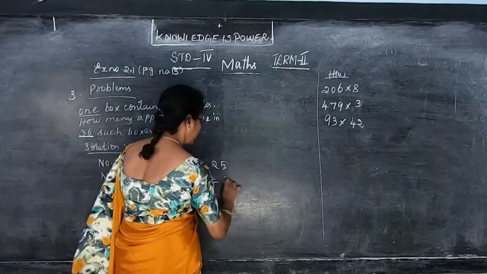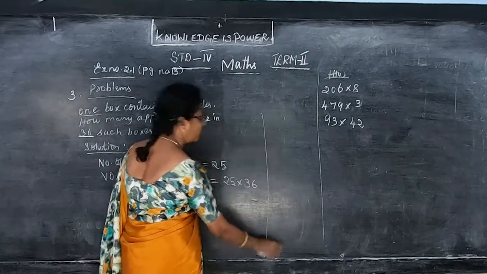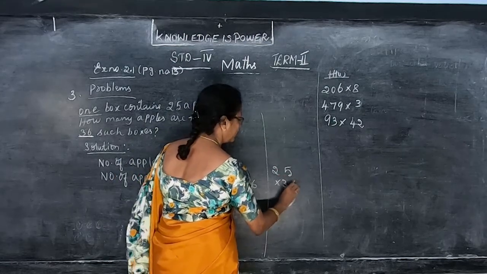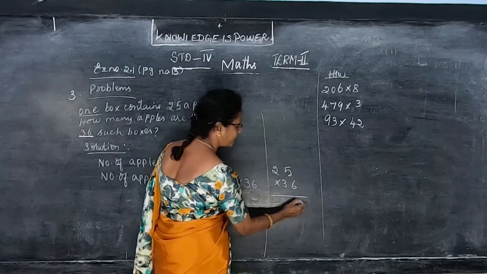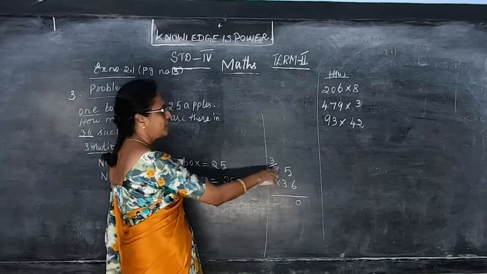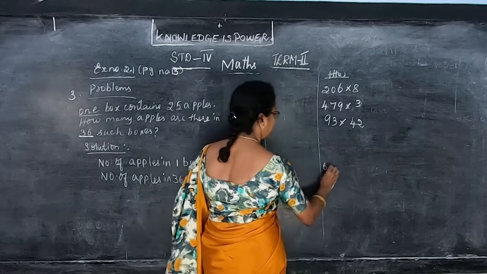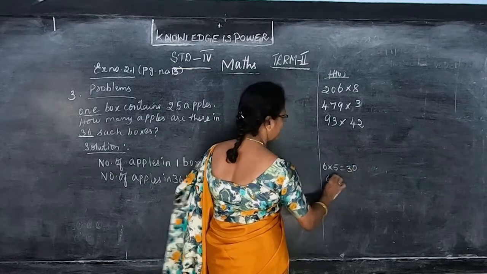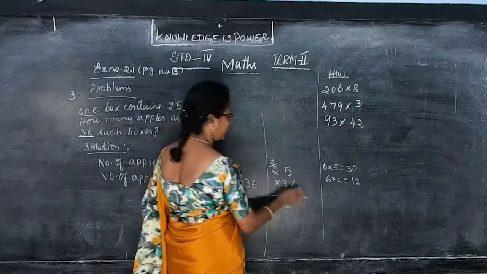So you can write 25 into 36. In your rough column in the maths book, you can multiply and see 25 into 36. So you can multiply: 6 5s are 30, carry over 3. Then 6 2s are 12 plus 3, 15. Otherwise you can write 6 5s are 30. Then 6 2s are 12. Okay, yeah. So this is over in the ones.